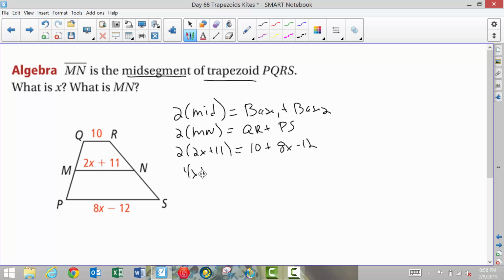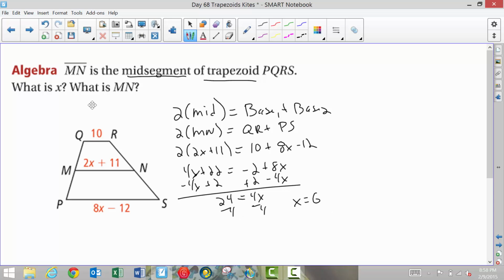Distribute, so we have 4x plus 22 equals 10 minus 12 is negative 2 plus 8x. Subtract 4x from both sides. Add 2 to both sides. I have 24 equals 4x. Divide by 4. Get x equals 6. But again, so I know x is equal to 6. I want MN, so I substitute in. So if I have MN equals 2x plus 11, 2 times 6 plus 11, I have 12 plus 11, so MN is equal to 23.